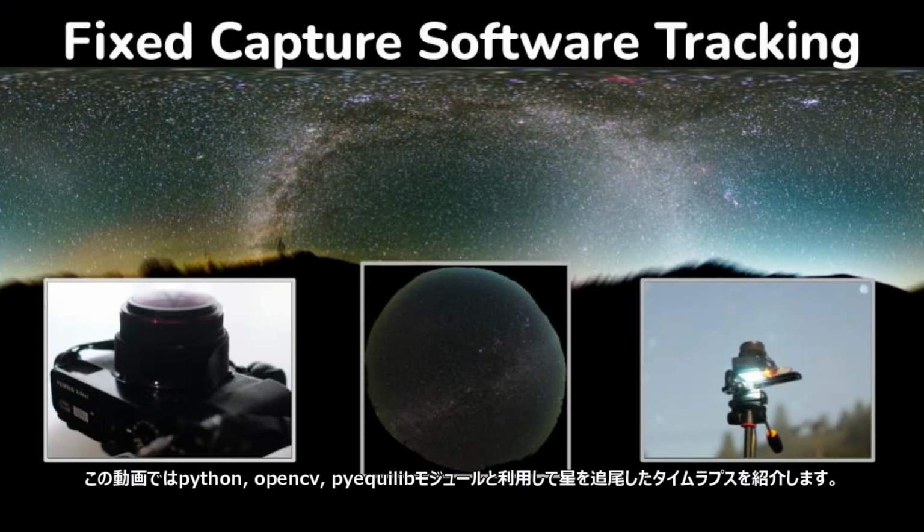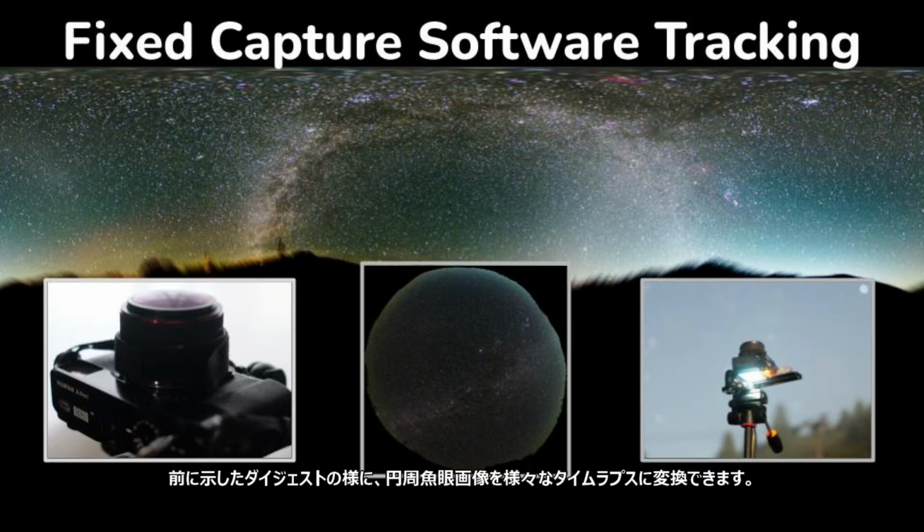Hello. This video presents time-lapse movies of star tracking utilizing Python, OpenCV, and the pyequilib module. Like the digest part presented previously, circular fisheye images can be converted to different tastes. I will explain a bit of what I do in the software.